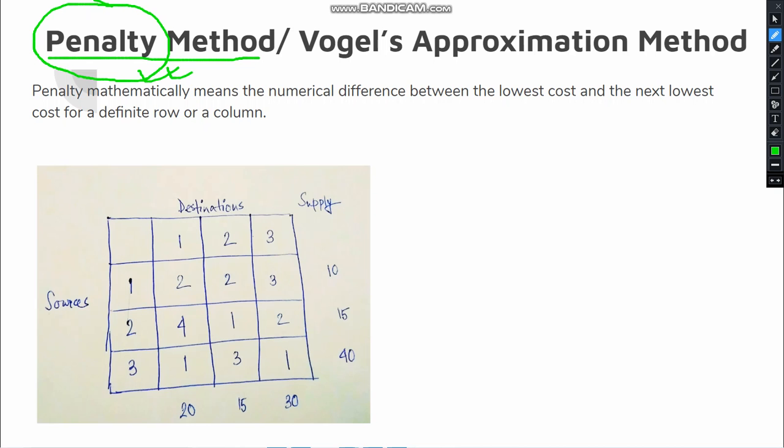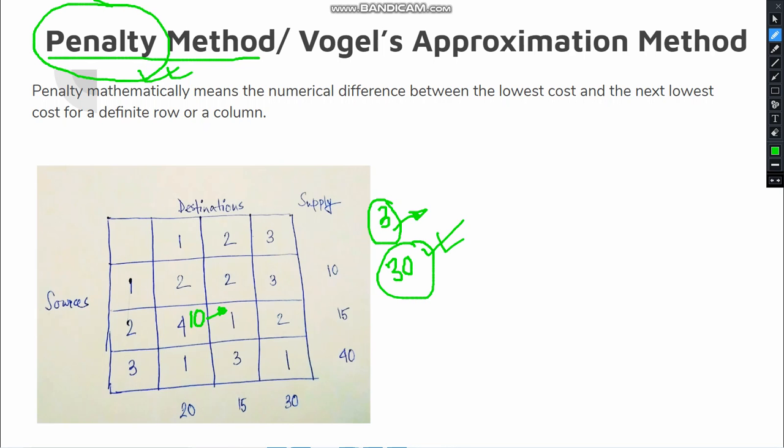Suppose you have no other way to allocate some 10 quantity here, but if you are allowed to allocate this 10 here, how much would you have saved? You have saved 3 rupees per each quantity of the material being transported. So in total you would have saved 30 rupees. So penalty is that thing.